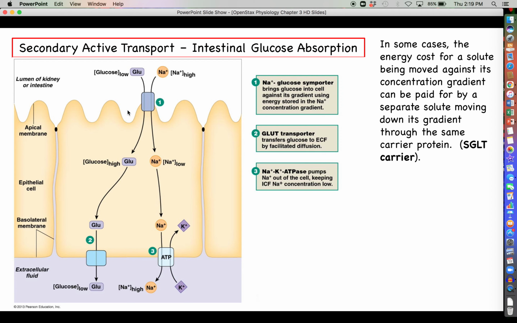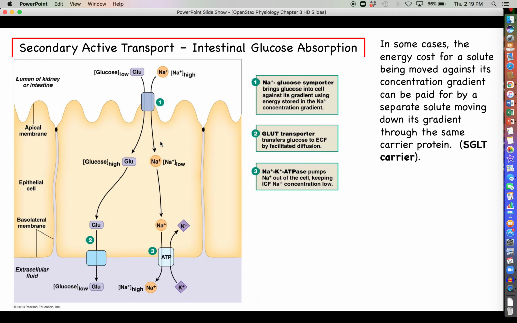So if you look at this channel here, which is called the SGLT carrier, it is letting glucose through at the same time that it is letting sodium through. You'll recall that there is more sodium outside the cell than there is inside the cell, so this works out perfectly for sodium to enter the cell.